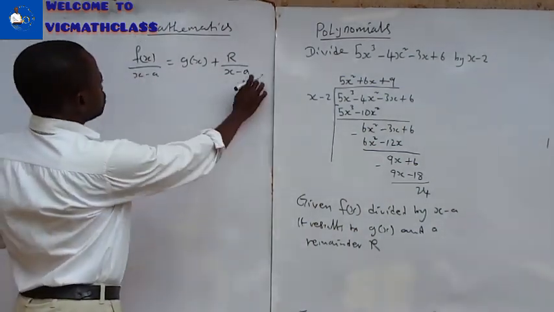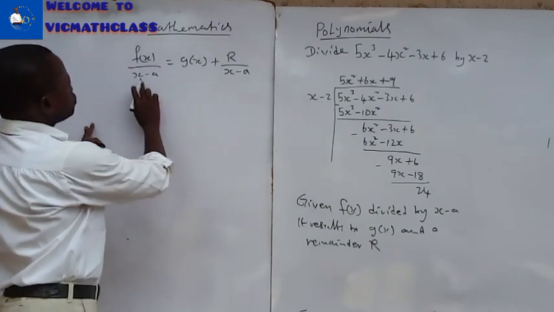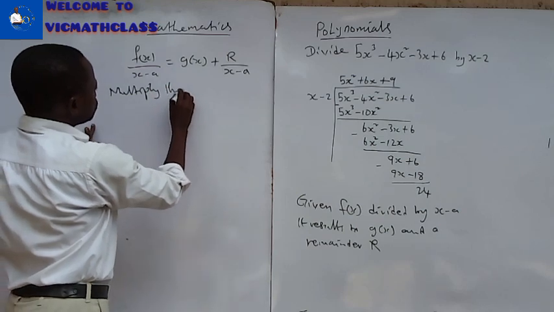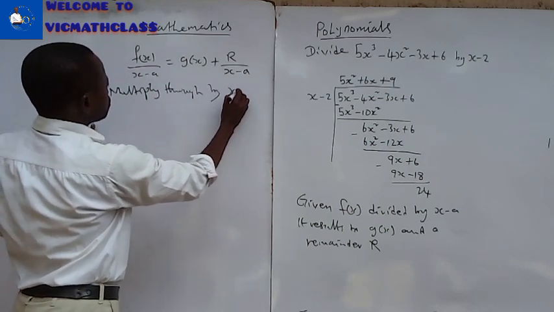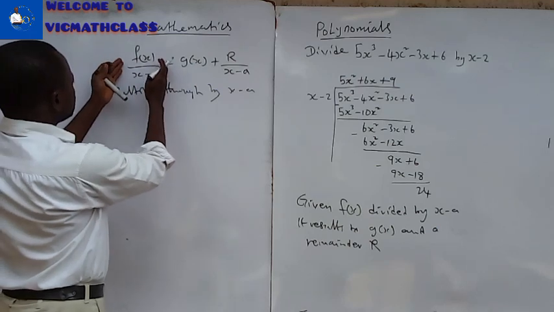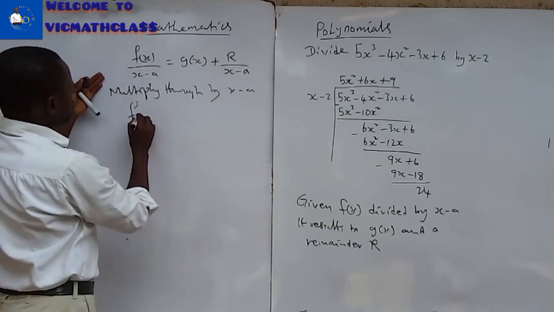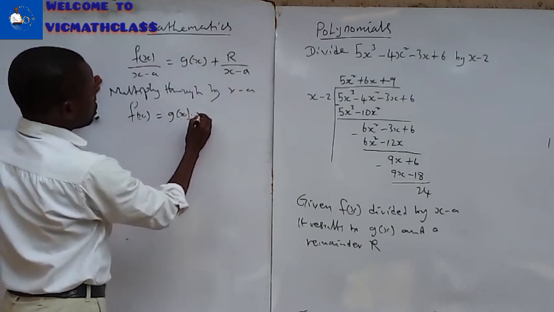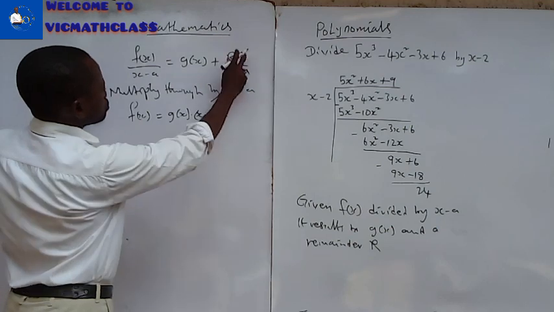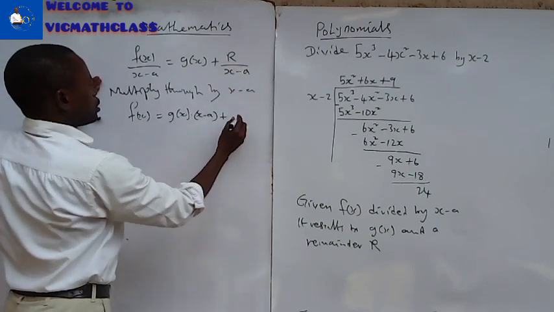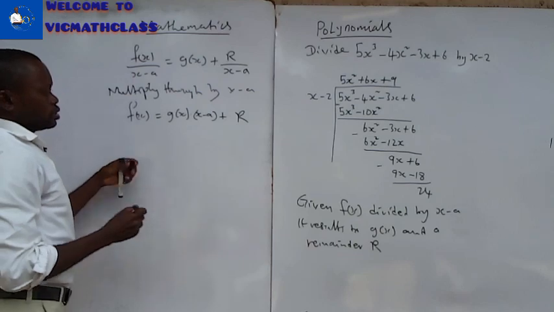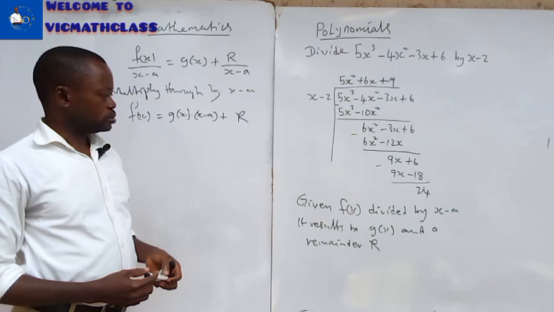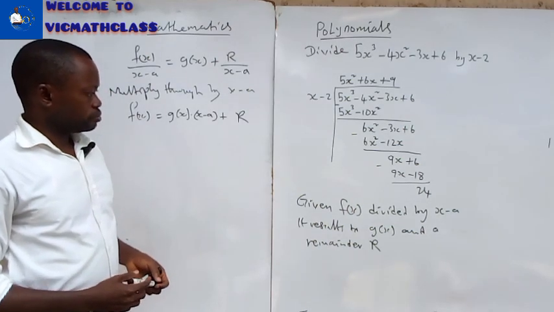Of course, if you want to return back to this, multiply through here by x minus a. This times x minus a will give us the original function f of x equals g of x times x minus a, then plus r. So this function we can express in this form, and that's what the remainder theorem is talking about.